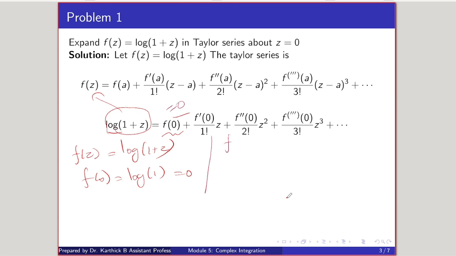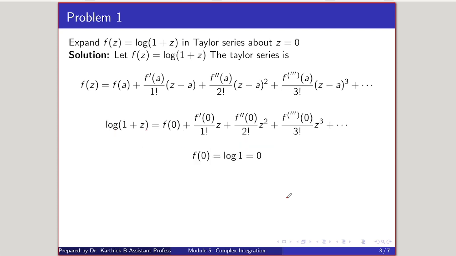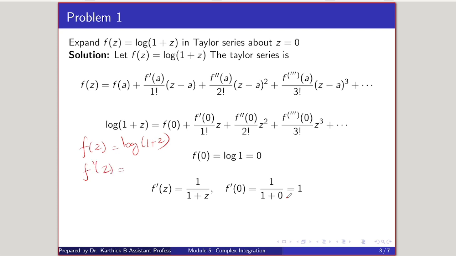Next we need f dash of 0. That means we need f dash of z. This is our f of z, and we want to find the derivative with respect to z. So f of 0 will be 0, and for f dash of z, we know that f of z is log of 1 plus z. Then f dash of z, if I take the derivative of this, will be 1 by 1 plus z.